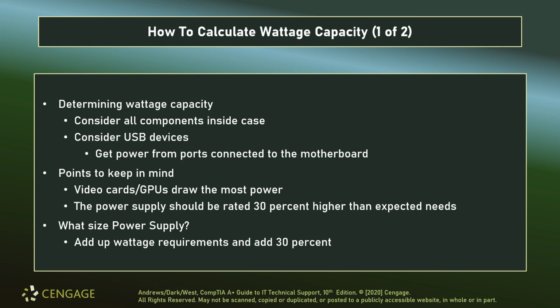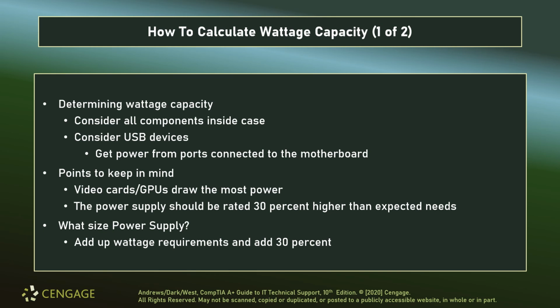Now, when we're determining wattage capacity for a device, we need to consider all of the components inside the case, including things like USB devices that might draw power from ports connected to the motherboard. We also need to keep in mind that there are certain items that draw a lot of power. Your motherboard itself, with the RAM, CPU, keyboard, mouse, etc., is going to draw about 200 to 300 watts on average. Video cards can sometimes get up that far on their own, or if you have multiple graphics cards in Crossfire or SLI configuration, those can also pull a pretty substantial amount of wattage. Your power supply should be rated 30% higher than your expected needs. So add up your requirements and add 30%.